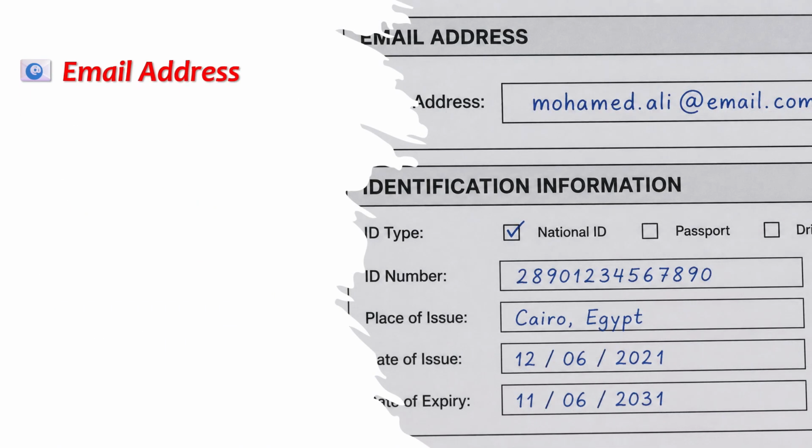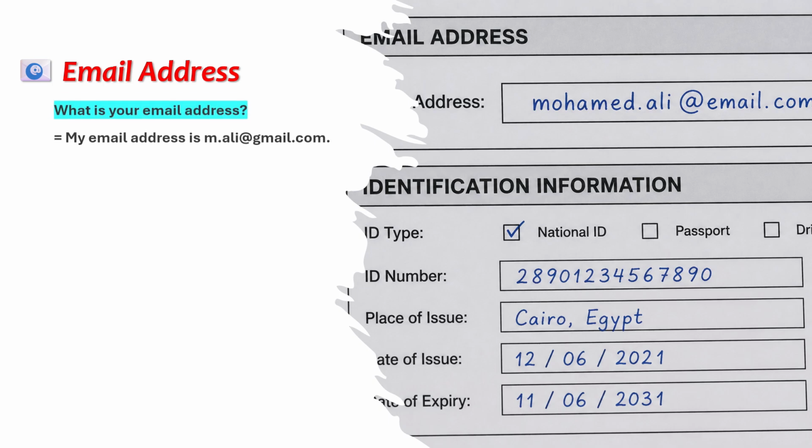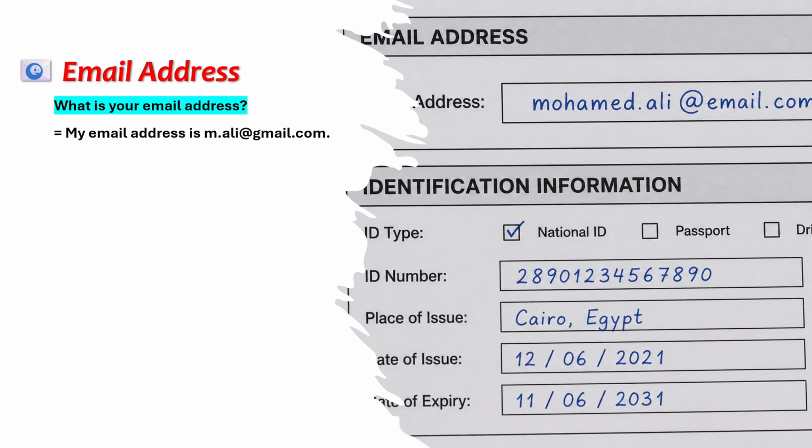The next kind of information is email address. And to ask someone about his email address, you ask, "What is your email address?" And the answer would be, for example, "My email address is m.ali@gmail.com." The next thing, and I think this is the last one, is the identification information.